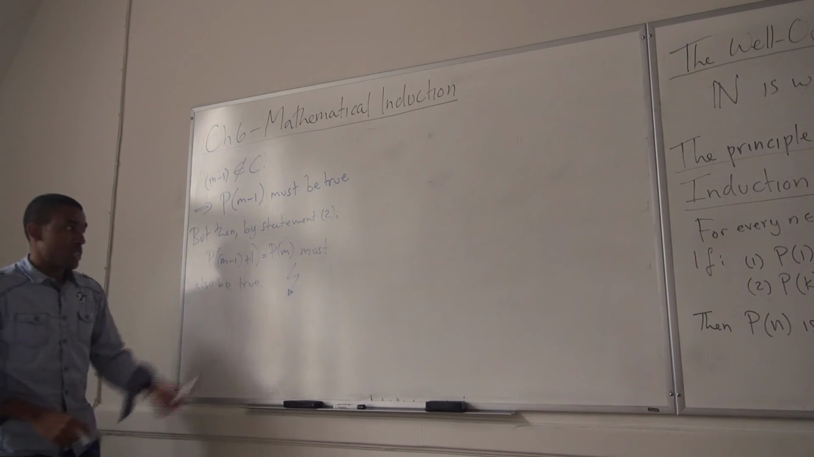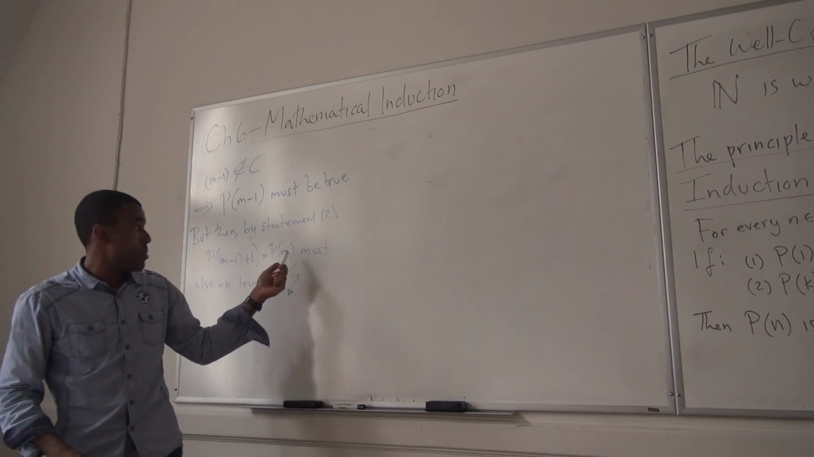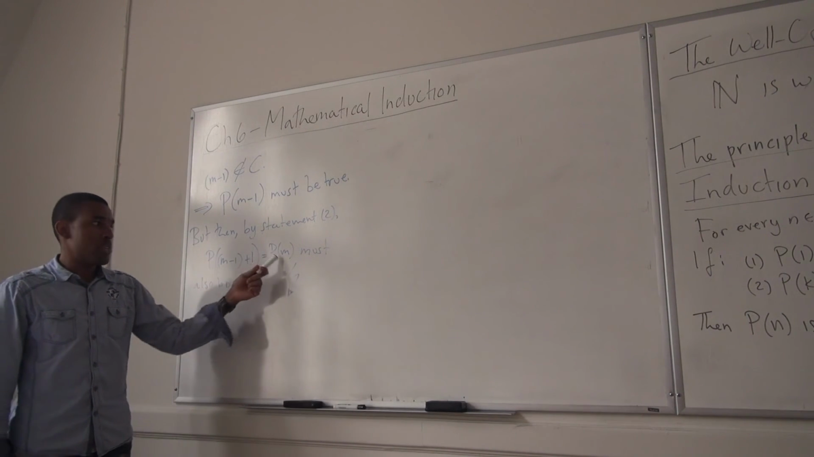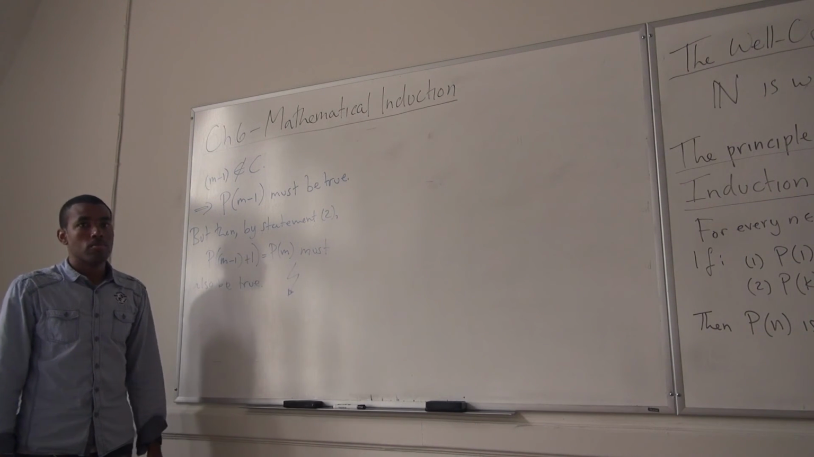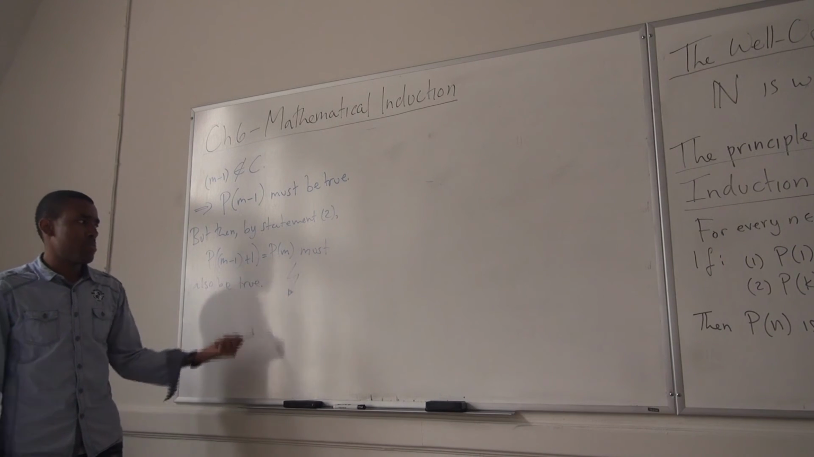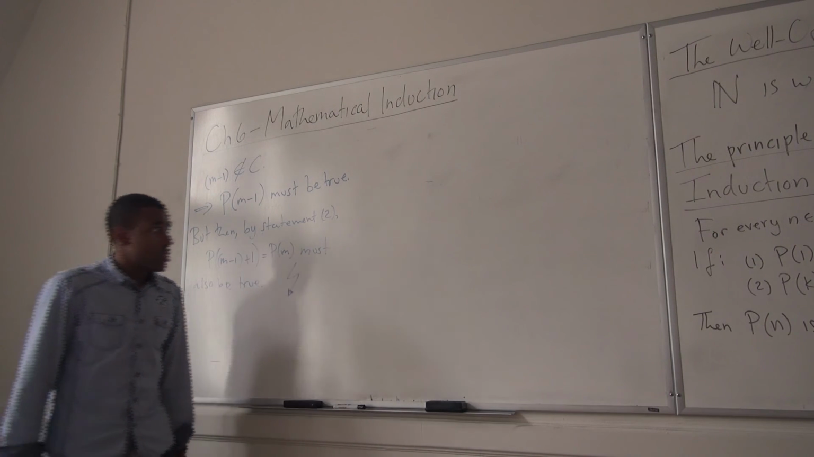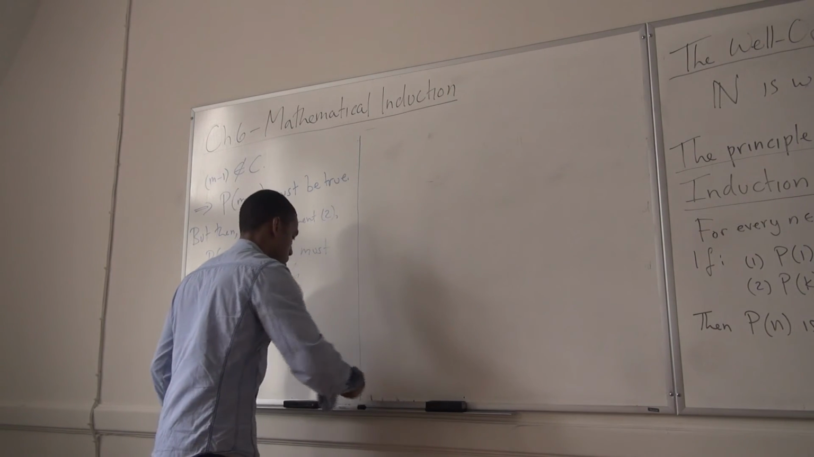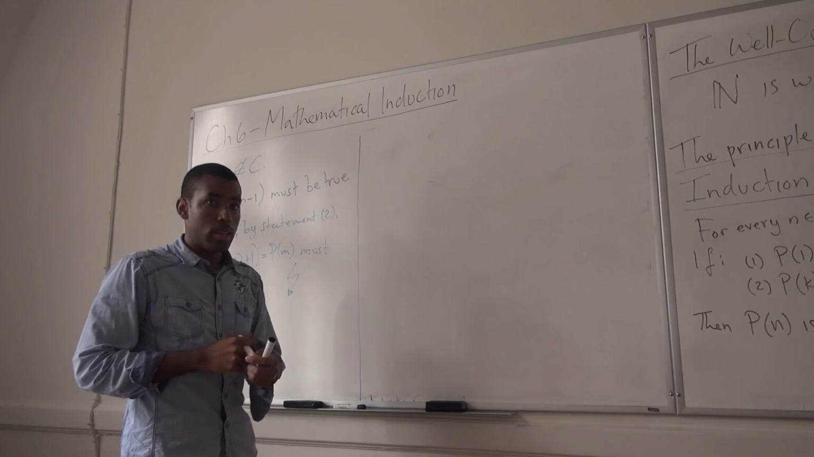Right? Because P of n is false. P of n is actually in the set C, where we assumed this statement is false. But now I'm getting it must be true. So that's a contradiction. Yeah, you got a question?